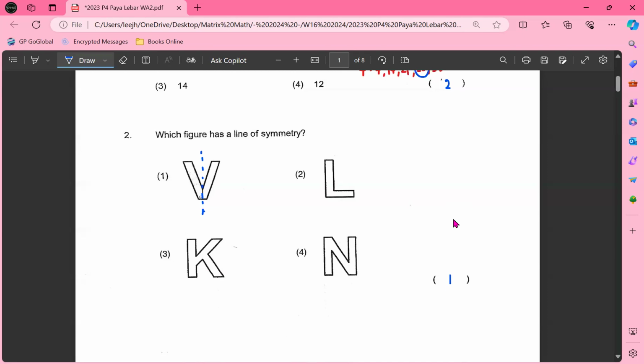Okay, the others cannot, because no matter how you cut, even if you cut this like that, you don't have equal parts as well. You see, this one and this one, the shapes are not equal. This one also, we cannot. L also cannot. So it means that it's none other than only number 1.